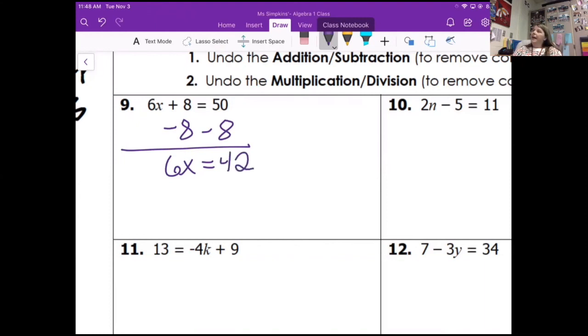Well, look at that. I have a one-step equation. X is being multiplied by 6. I want to do the opposite. The opposite of multiplied by 6 would be divide. So 42 divided by 6 would be X equals, bless you, 7. X equals 7. You're good, Selena. Thank you.